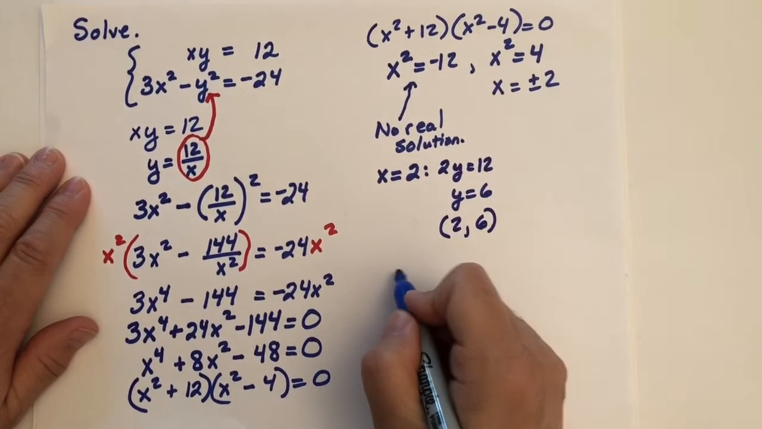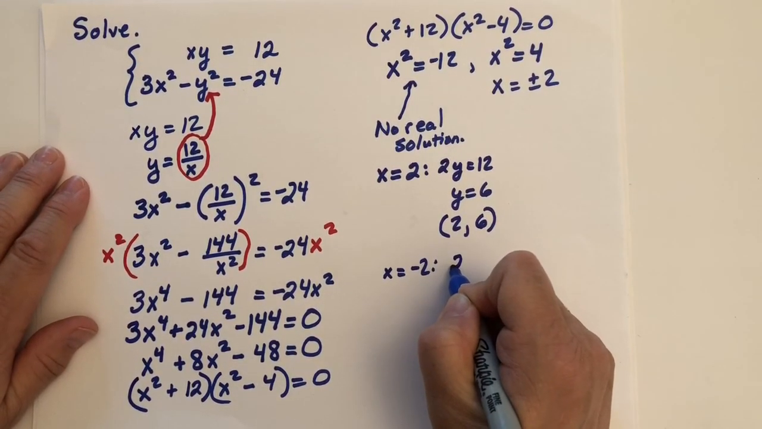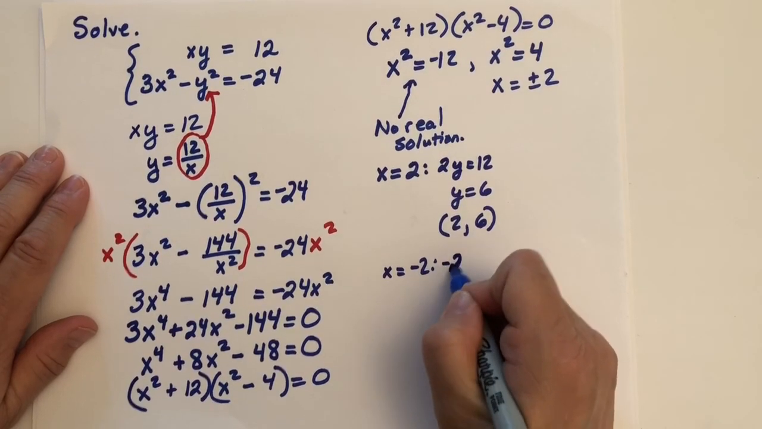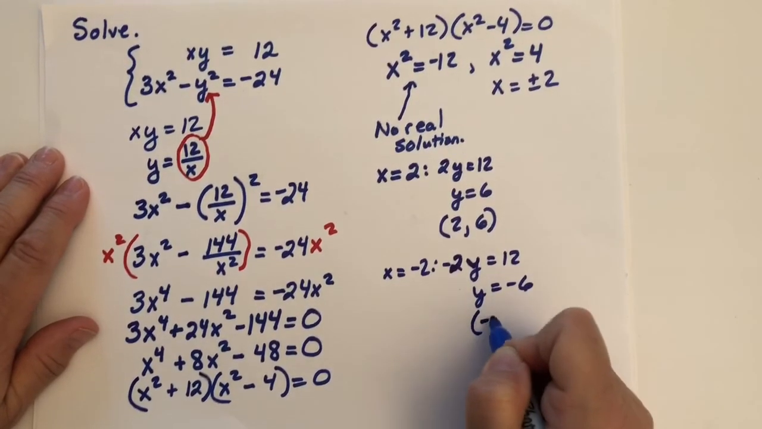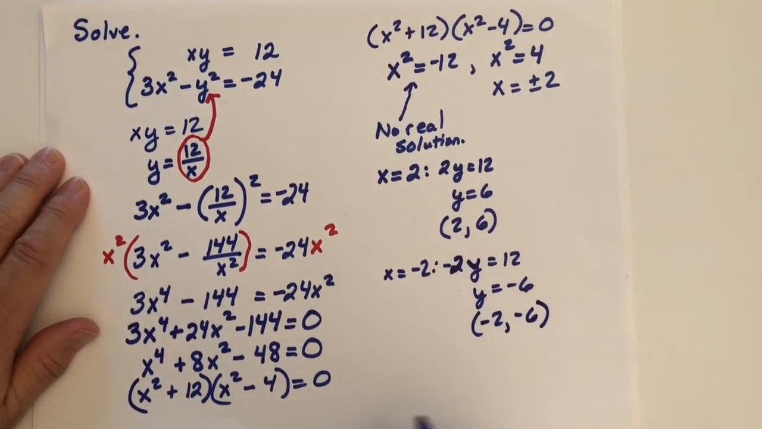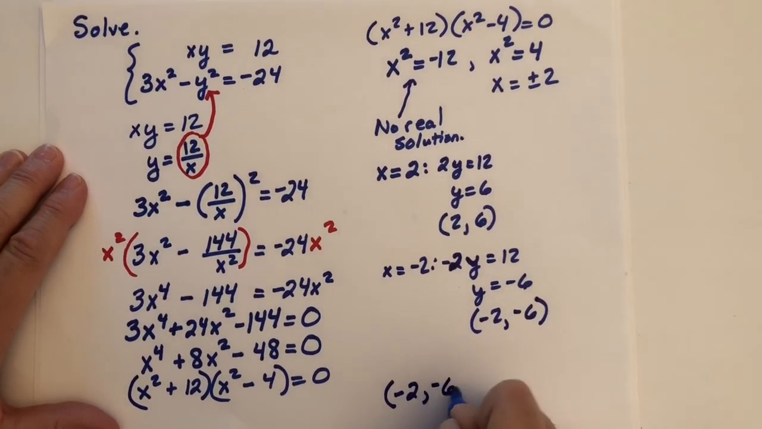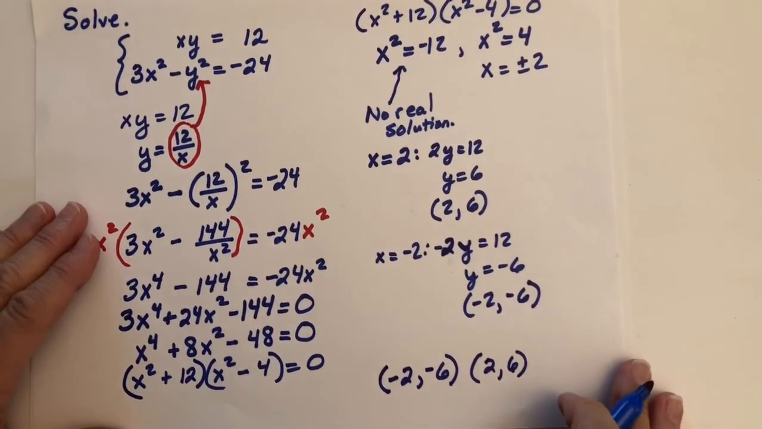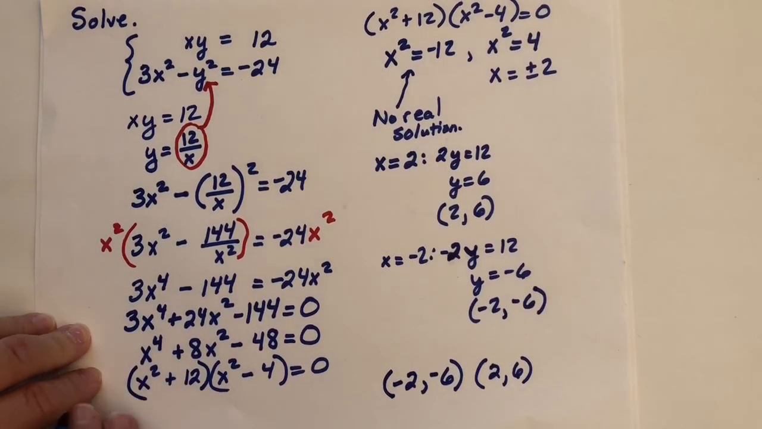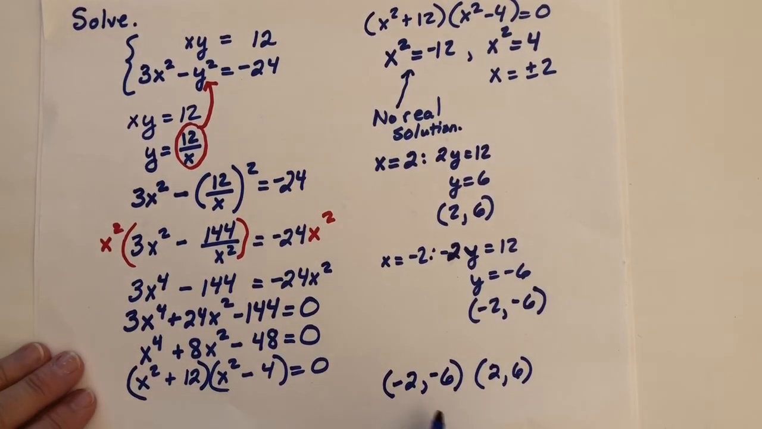And similarly, we substitute in negative 2. Negative 2. And we get negative 6. So let me be very clear down here. The solutions to this system are negative 2, negative 6, and positive 2, positive 6. I'm not going to take the time to graph them, but I will just mention that each of these are hyperbolas, and we now know that they would intersect at those 2 points.